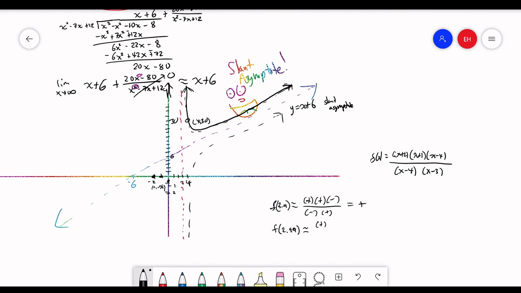All right, now I have to look at it from the left side. 2.99 is good. It's close to 3 from the left. And all I care about is the sign. So it's positive, positive, negative, but then it's over negative, negative. So overall, we're going to be negative if we multiply and divide all those positive and negative signs together. And the graph is going to look like this. And we're done.